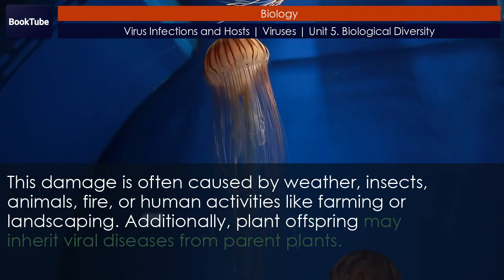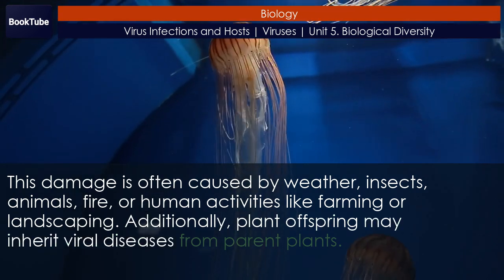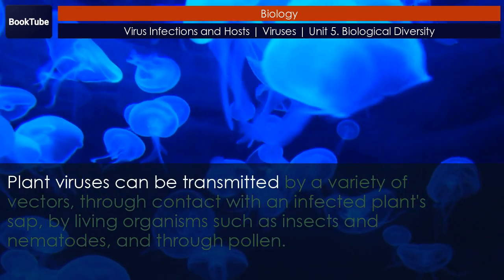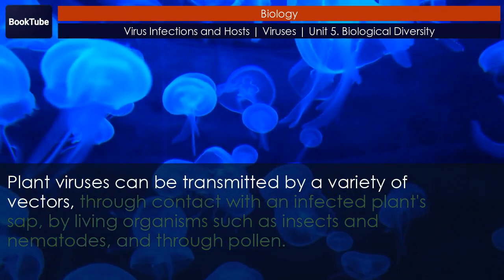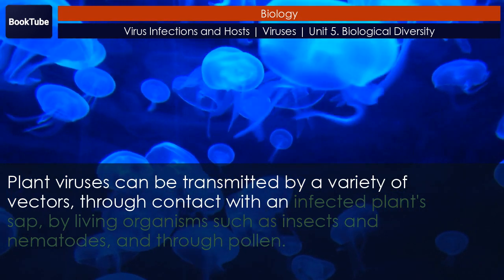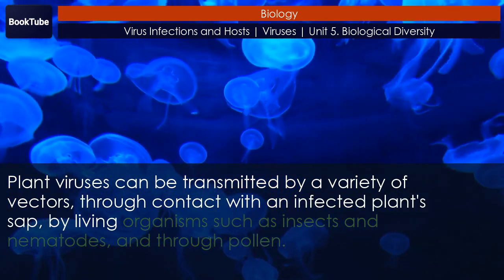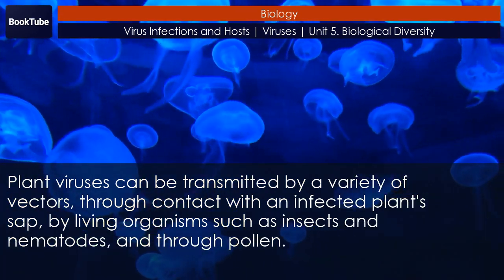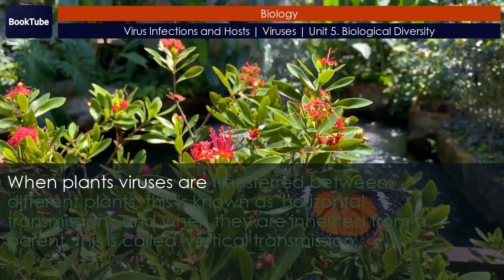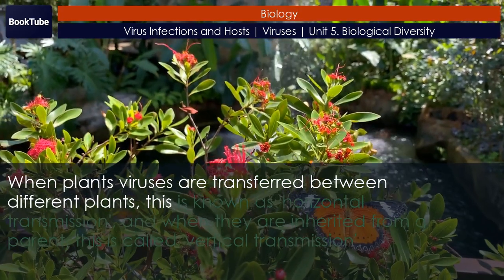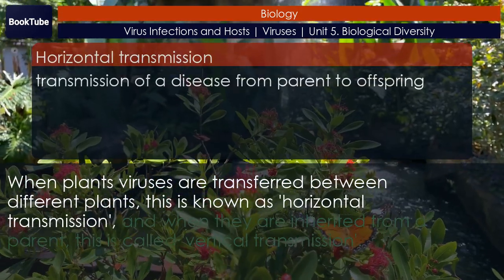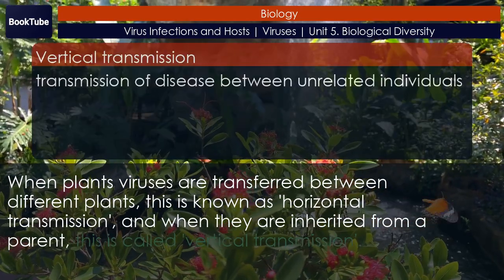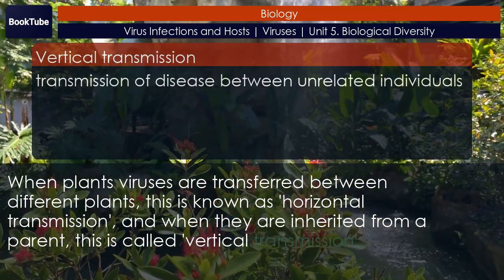Additionally, plant offspring may inherit viral diseases from parent plants. Plant viruses can be transmitted by a variety of vectors: through contact with an infected plant's sap, by living organisms such as insects and nematodes, and through pollen. When plant viruses are transferred between different plants, this is known as horizontal transmission. And when they are inherited from a parent, this is called vertical transmission.